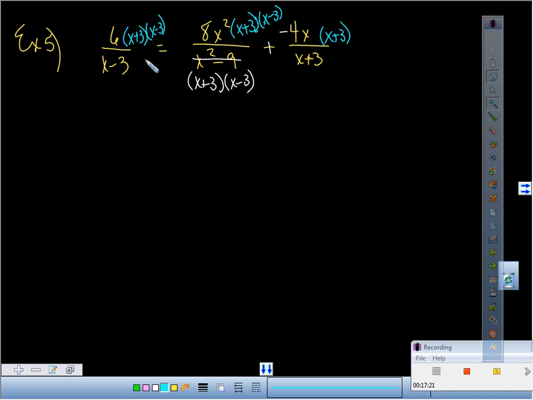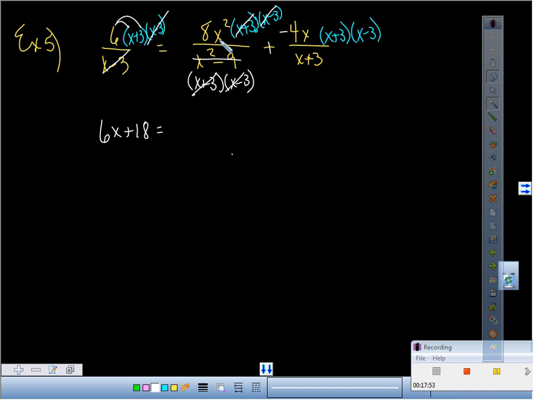Now, as long as I have an equal sign in my problem, it's legal to multiply everything by the same thing, right? Okay, what happens over here? Who cancels out? x minus 3. And you're left with 6 times x plus 3. What is that? 6x plus 18. Very good. 6x plus 18 equals. What cancels on this term right here? Oh, everything. Pow, pow, pow, zap. I feel like a cartoon.